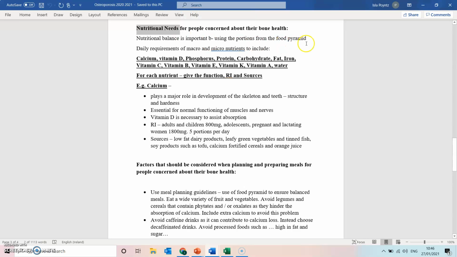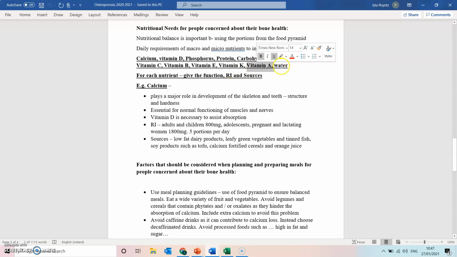The first point under this is referencing the food pyramid, particularly focusing on the dairy shelf and how many portions each group need. Now, the nutrients I want you to make sure you've listed are calcium, vitamin D, phosphorus, protein, fat and carbohydrate and iron. Also vitamin C and water. Now, anything after that is a bonus. Vitamin A, because it's needed for growth, that would be okay as well to use, but they're the main ones.